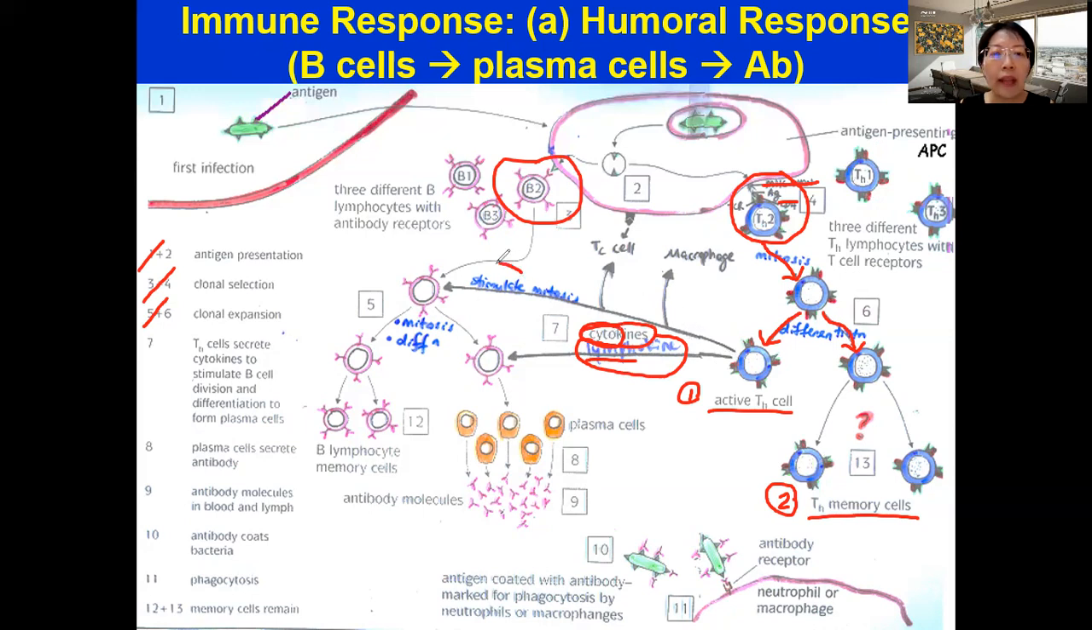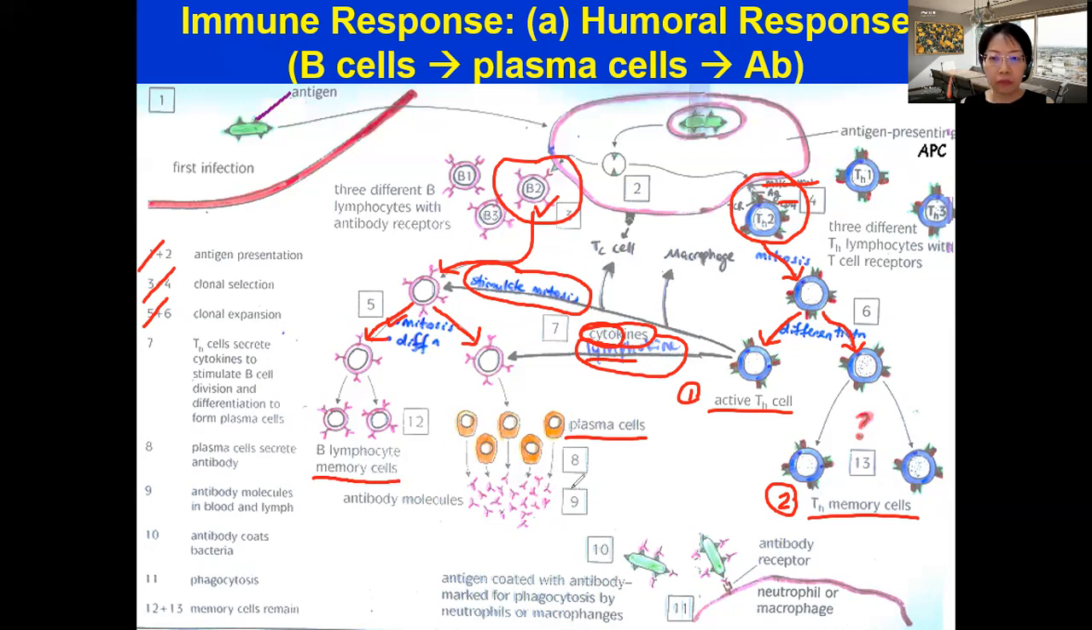Now this cytokine will then stimulate clonal expansion of the selected B cell. So this B2 cell is already selected, but it will not undergo clonal expansion until it is stimulated by the cytokine secreted by the active T helper cell. Then only it will undergo clonal expansion, meaning it will first divide by mitosis. And after that, it will differentiate into two types of cell. The active cells are called the plasma cells, and the remainder cells are called the memory cells.